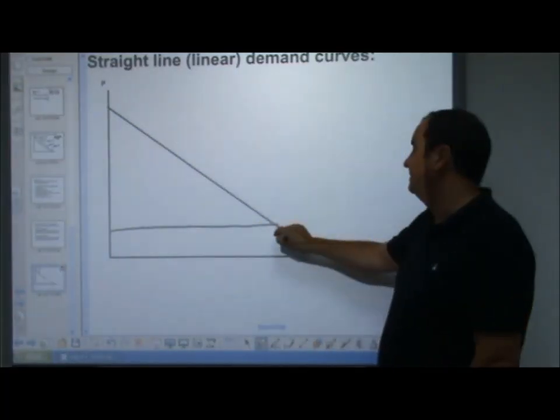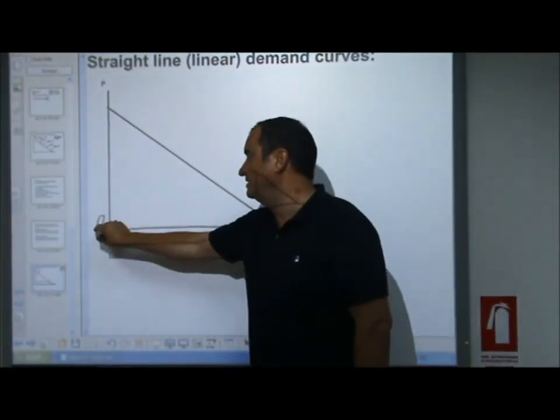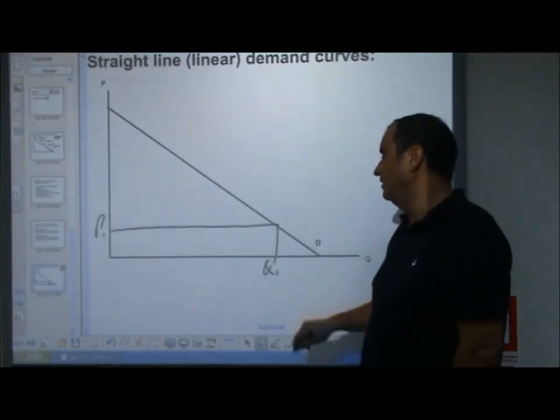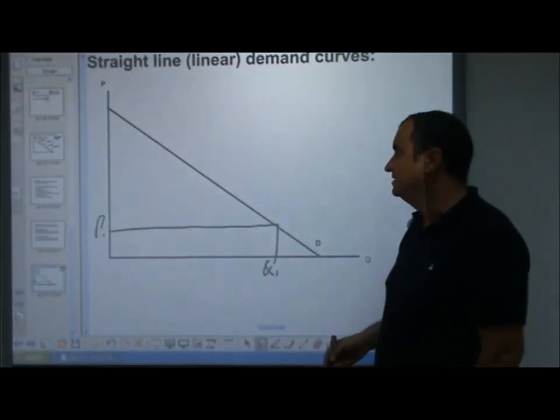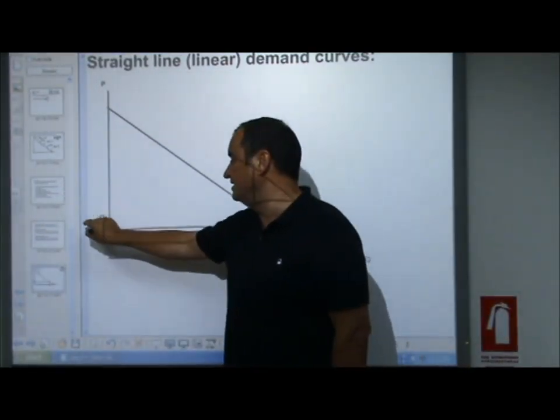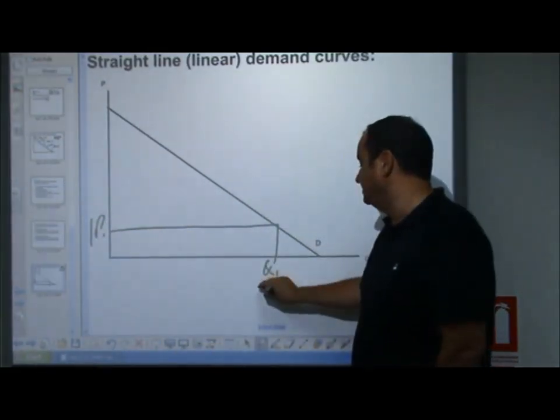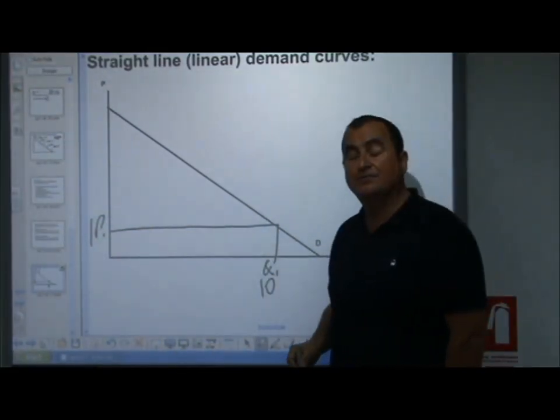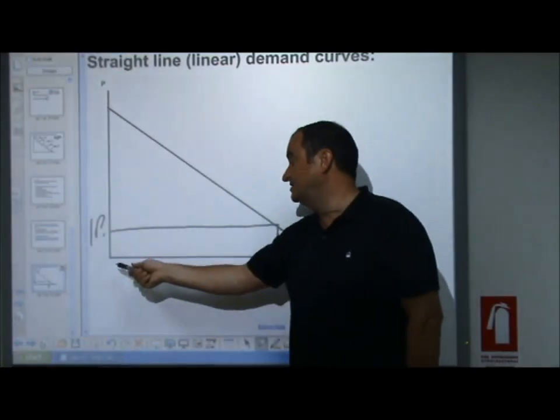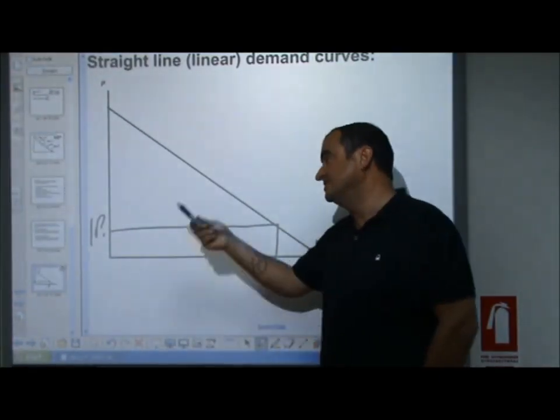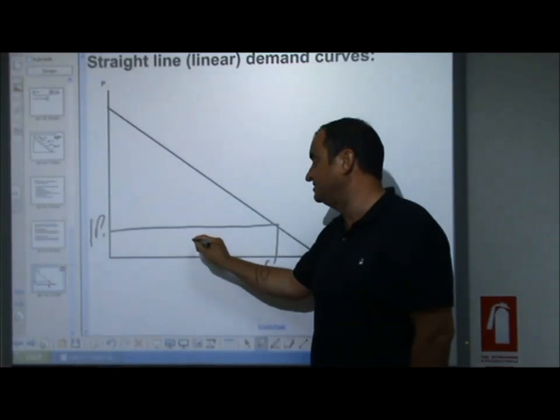Let's say that at the moment the price is here, and this is the quantity being sold. Price 1, quantity 1. I can even put some numbers on this. Let's say that the price really is 1 and the quantity is 10. So clearly the revenue being earned is 10 units being sold at $1 each, so the revenue is $10.